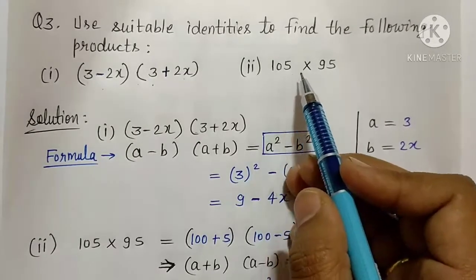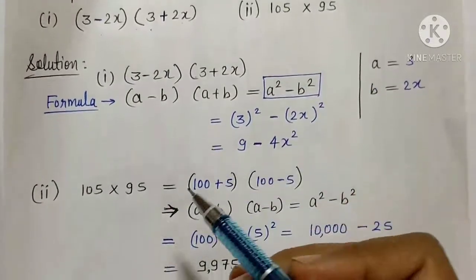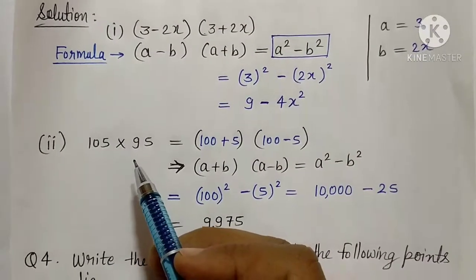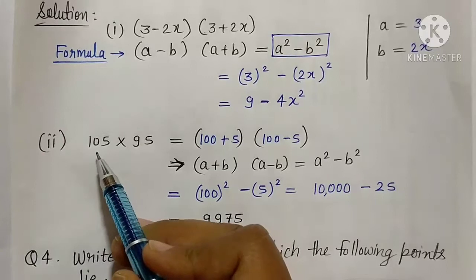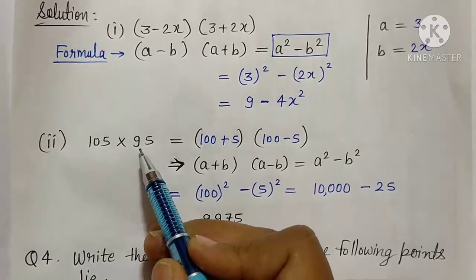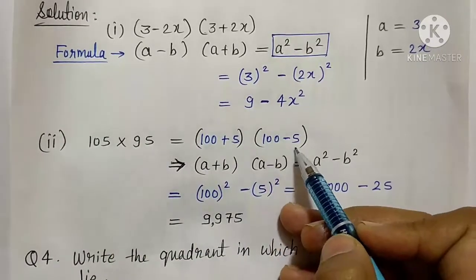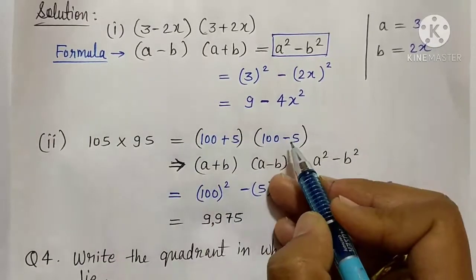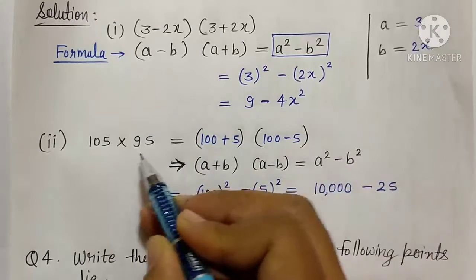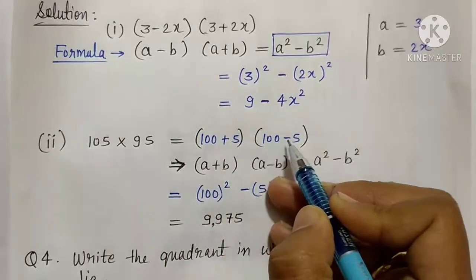So 105 we have to multiply by 95. So the question comes, how can we write 105 in order to use our identity? 105 we can write as 100 plus 5, and 95 we can write as 100 minus 5, because if you add 5 to 100, 105 will come, and if we subtract 5 from 100, what will come? 95. So we can write in this form.